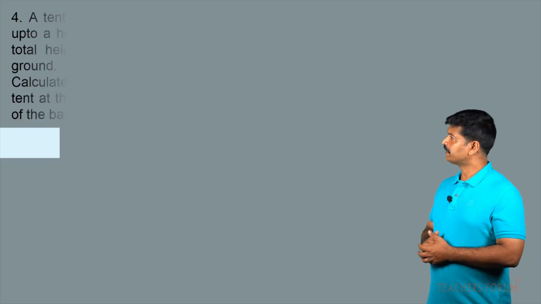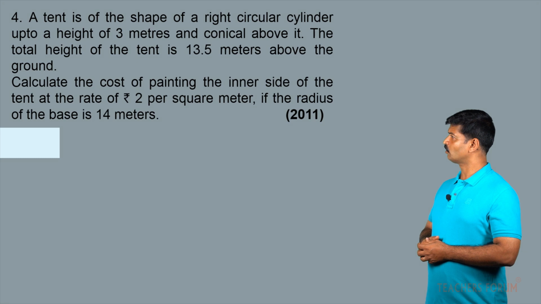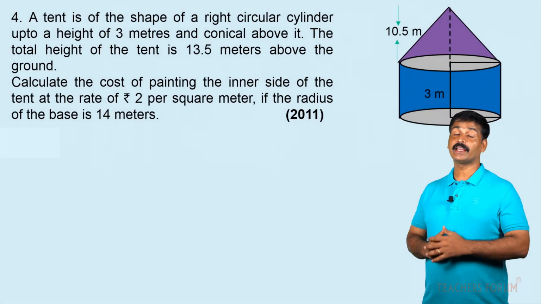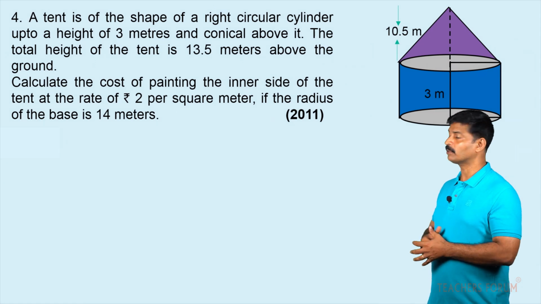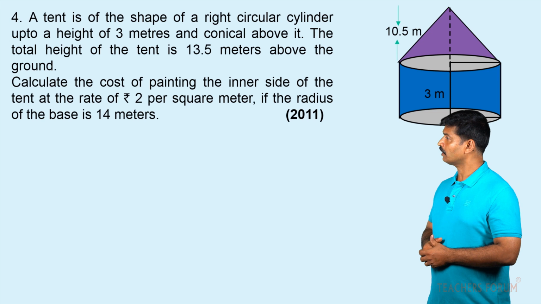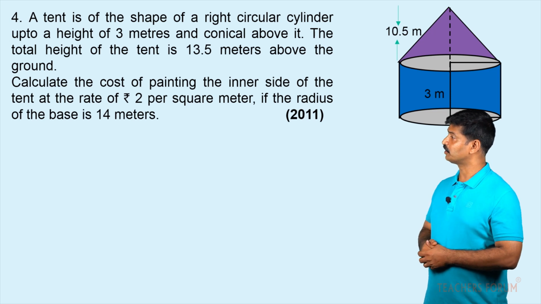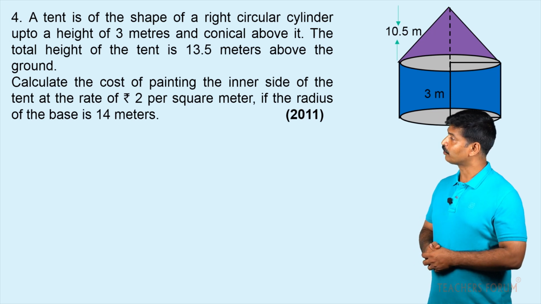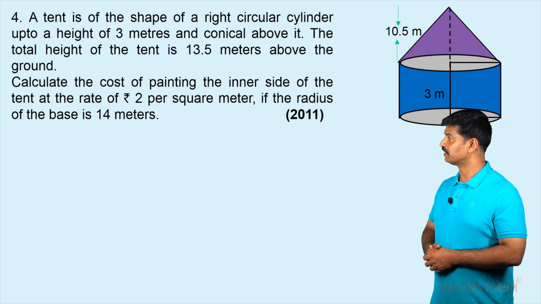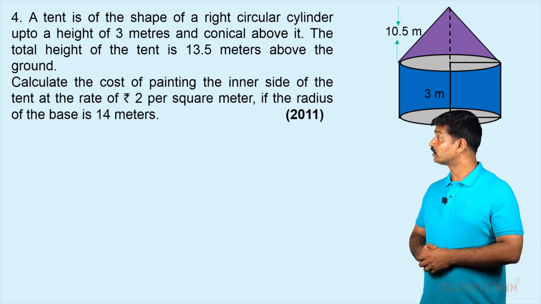Next one, a tent is of the shape of a right circular cylinder up to a height of 3 meters and conical above it. So the bottom of the tent is cylindrical in shape and the top is conical in shape. The total height of the tent is 13.5 meter above the ground. Calculate the cost of painting the inner side of the tent at the rate of rupees 2 per square meter if the radius of the base is 14 meter.